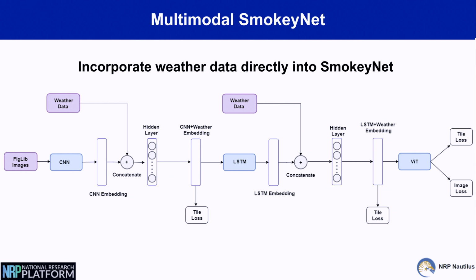And so we proceeded to look at another approach to integrate the weather data directly into SmokeyNet. And this diagram shows the high-level architecture for the resulting model that we call multimodal SmokeyNet. So in essence, we inject weather data in 2 different places into the model. One is to concatenate to the CNN embedding, and the other is to concatenate to the LSTM embedding. And so in this way, both of these input sources are integrated together and processed together by the model.